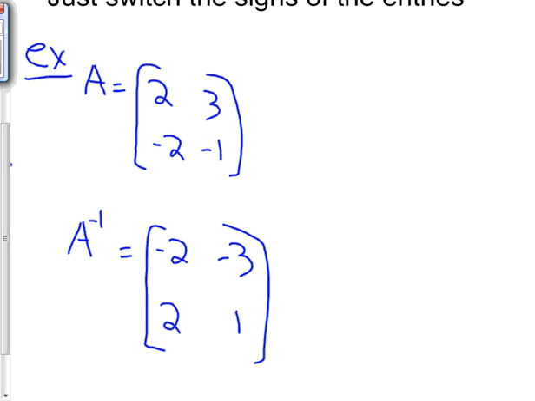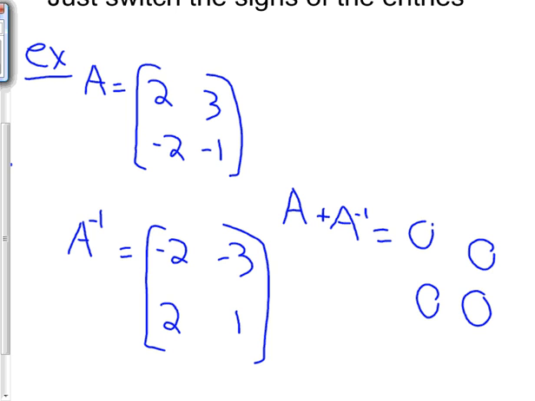And if I add these two matrices together, I get a bunch of zeros. Negative 2 plus 2 is 0, negative 3 and 3, and then negative 2 and 2, and negative 1 and 1. That's all we have to do for the additive inverse. Find the additive inverse.